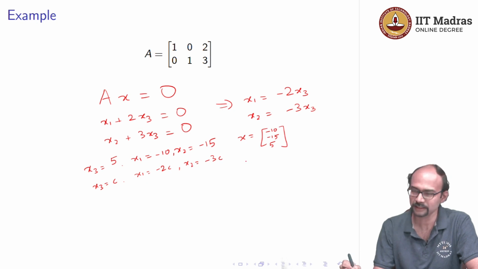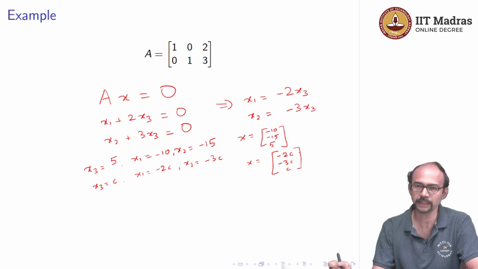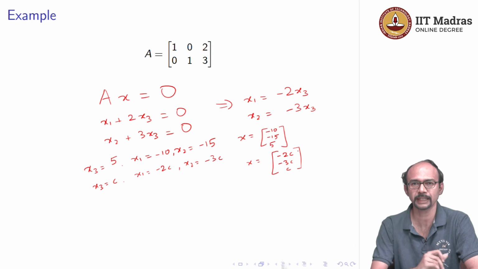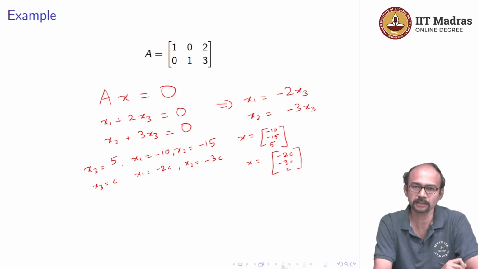So really the set of solutions for this, we can write as minus 2c, minus 3c and c, where c can be any real number. So we can have c is 5, c is 20, c is 1 million, whatever you want, and for each value of c we will get a solution. So we have infinitely many solutions, that is the first thing we observe. And not only that, we in fact see that we can get all these solutions in a very particular way.